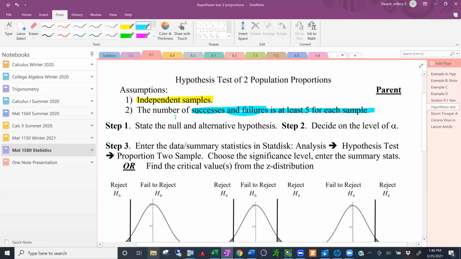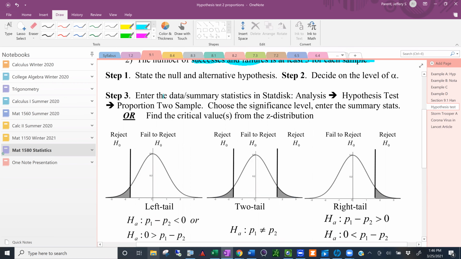A lot of this is just your basic hypothesis test, where you're going to state your null and alternative hypothesis in step 1, and decide on alpha in step 2. Step 3, and I've updated my handout here for you, is to enter your data or summary statistics into Statdisk, and it even tells you where to go: analysis, hypothesis test, proportion two sample. It's that, or you can spend time finding the critical values from the Z distribution and testing things in a classic way. But we're not going to do a classic way. We're using what's called the p-value approach.